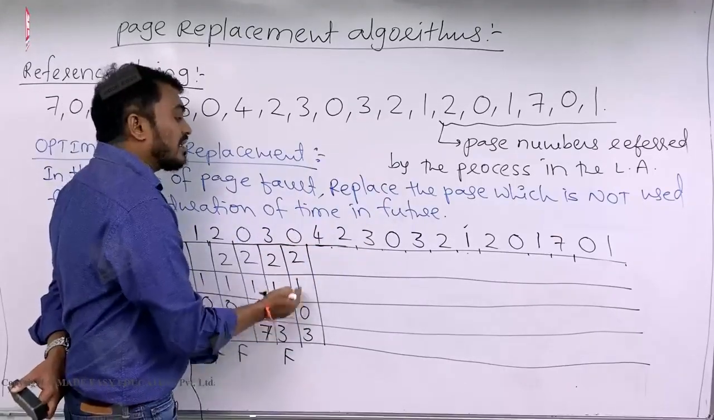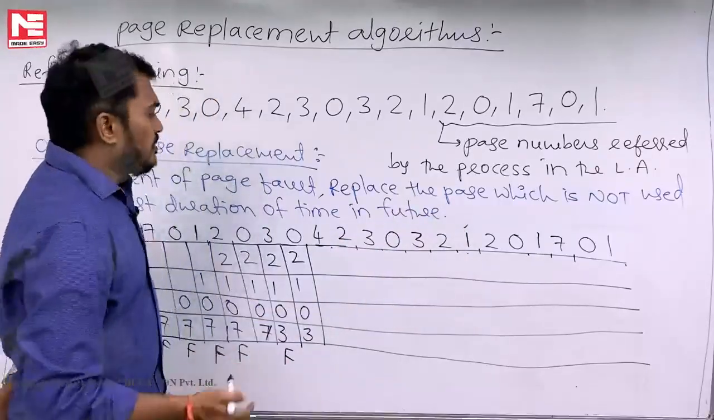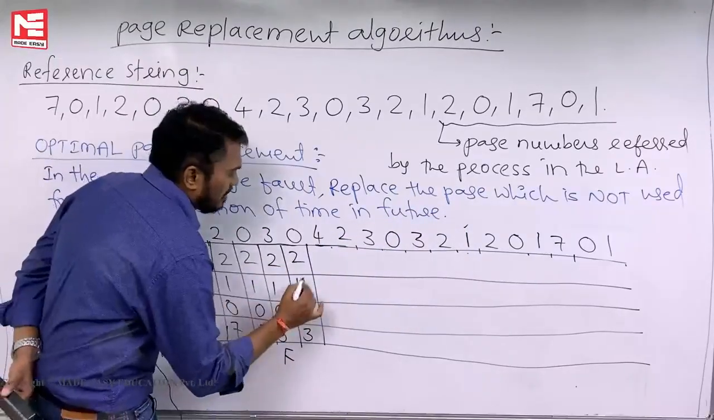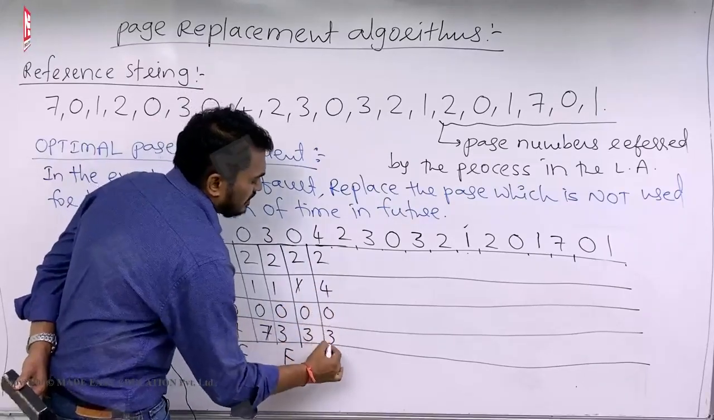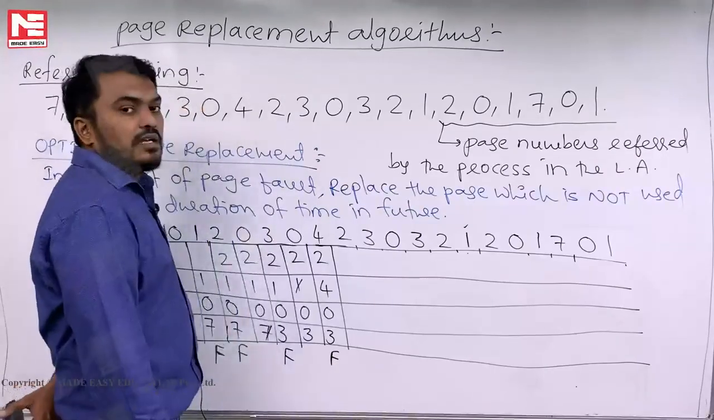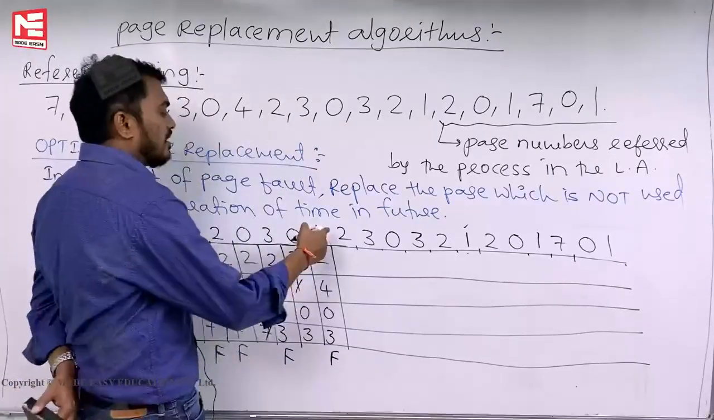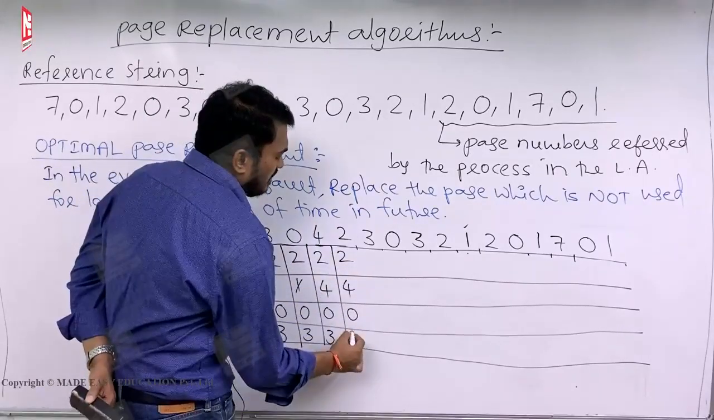ओके, किसको अपन बहुत देर तक फ्यूचर में यूज नहीं किया? ओके, 1 को यूज नहीं किया, इसलिए सो रिप्लेस 1 विद द 4. सो कॉपी द रिमेनिंग एज इट इज एंड रिमेंबर दैट इज द पेज फॉल्ट. ओके, सो पेज फॉल्ट है तो क्या लिखो? F लिखो. नेक्स्ट इज व्हाट हियर? 2. नाउ 2 इज अवेलेबल, यस अवेलेबल है, सो देन कॉपी एज इट इज.